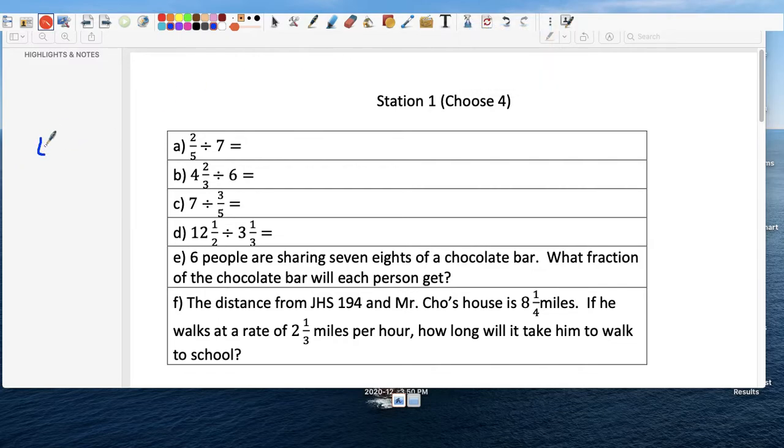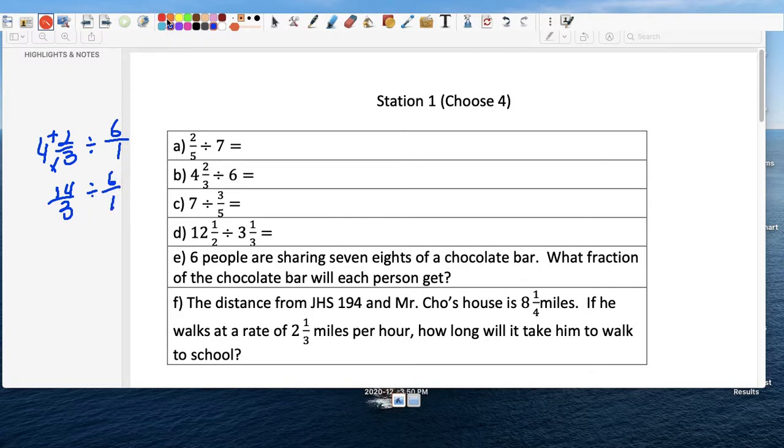4 2/3 divided by 6. So let's make some changes. Let's put the 6 over 1 here. And 4 2/3, I'm going to change that. 3 times 4 is 12, plus 2 is 14. So 14 over 3 divided by 6 over 1.